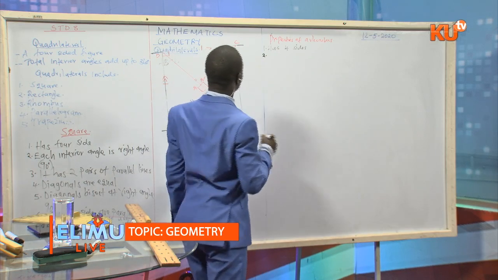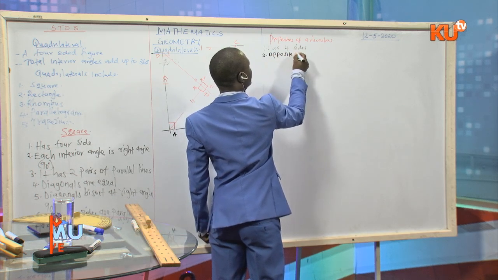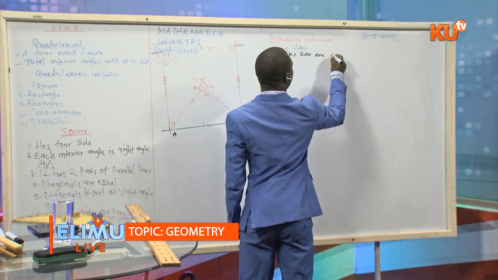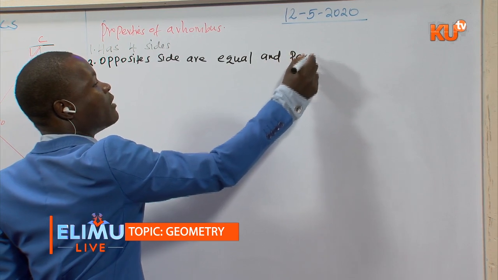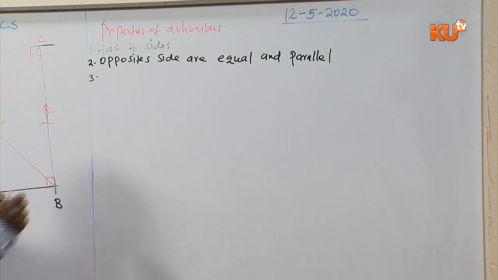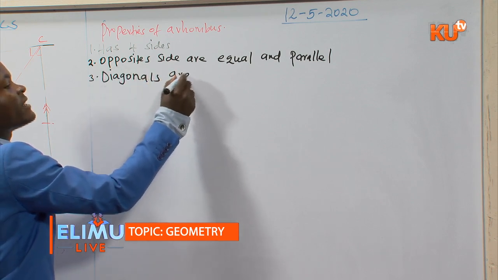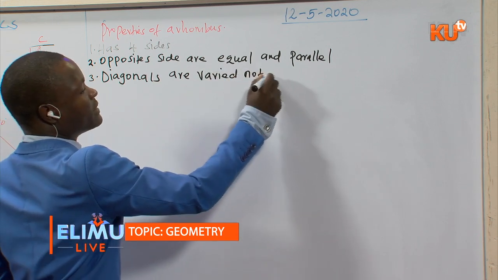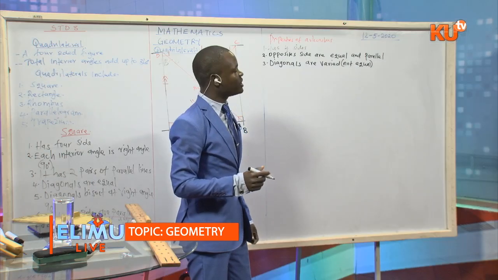Number two about rhombus is that opposite sides are equal and parallel. Then the third property of a rhombus is that diagonals are varied. That means that diagonals are not equal. So let me write here in brackets. Diagonals are varied. That means that diagonals are not equal.